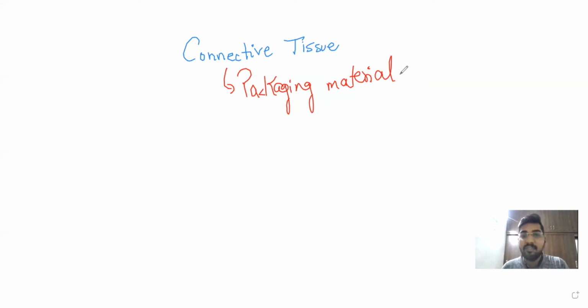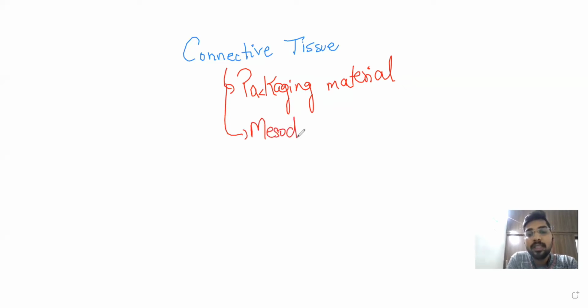One of the major functions of this connective tissue is that it binds and supports the organs. So that was the introductory part of this connective tissue. Where does this connective tissue develop from? Connective tissue is mesodermal in origin.